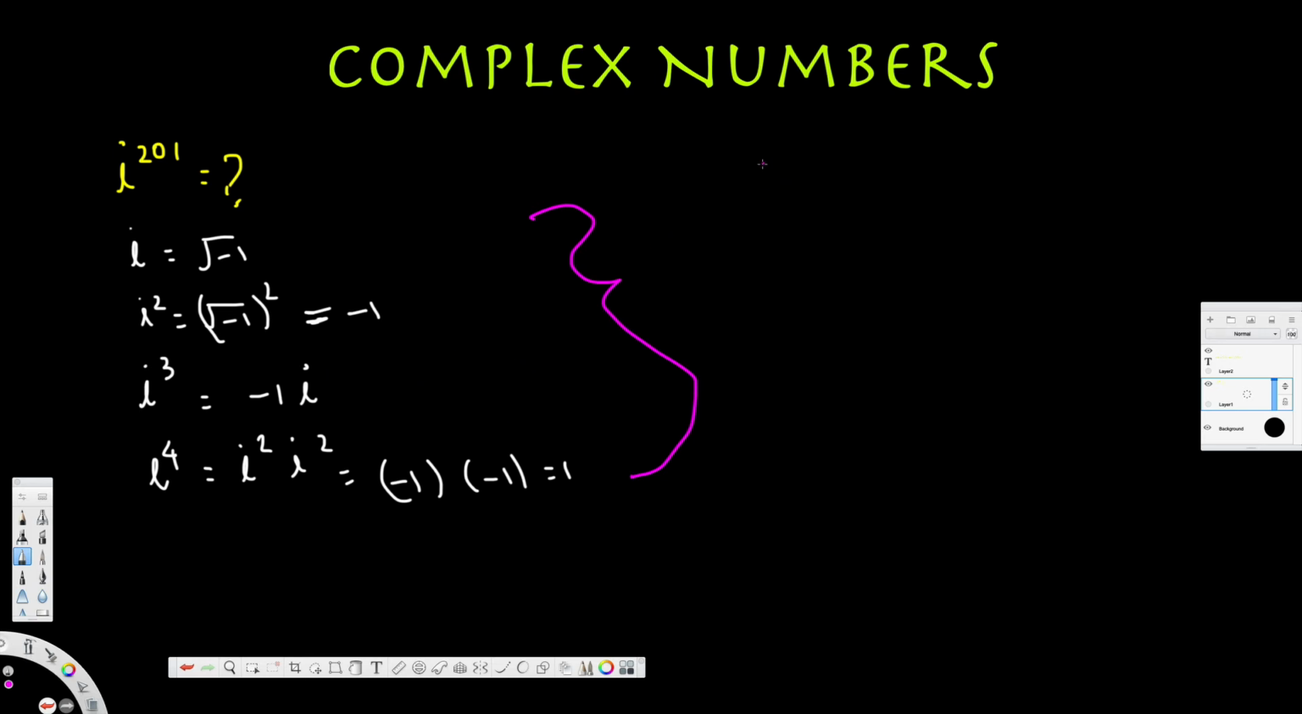Now let's look at the numbers above i power 4. Let's say we have i power 6. If you see, i power 6, we can write it as i power 4 times i power 2, and i power 4 is positive 1 as we saw before, and i squared is negative 1.